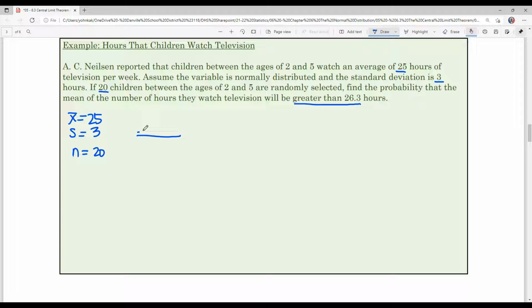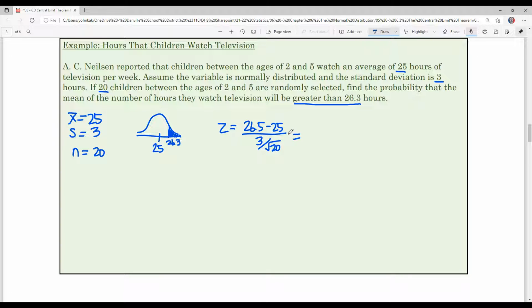So we're going to draw a picture. We're going to put the mean in the center, which is 25. We're going to find where 26.3 is. That's on the right, and we're shading greater than. So when I find my z-score, I'm going to do 26.3 minus 25, and then I'm going to divide by not just the standard deviation 3, but 3 divided by the square root of n, which is 20. So it's very, very similar to the process for a normal distribution. But now that I have more than one child that I'm looking at, I have to take that into account when I calculate the z-score.